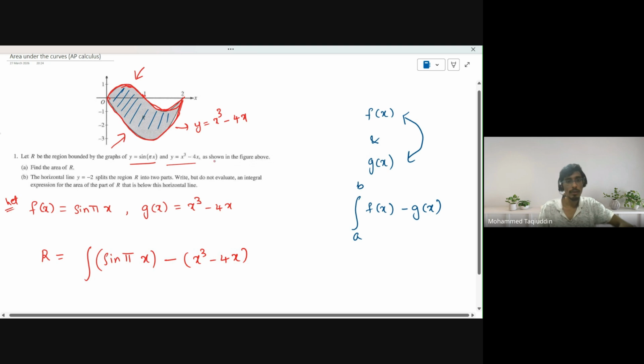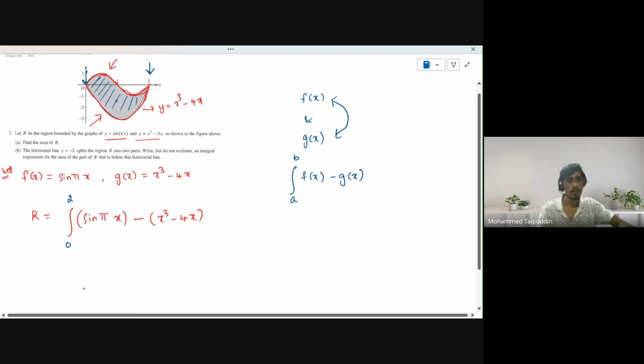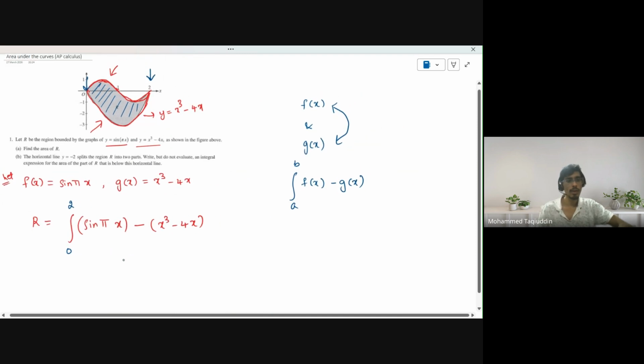And the limit I am going to take is, you can see clearly this region R. If you take it with respect to the x-axis, you can see the domain is from 2 to 0, isn't it? It's not exceeding 2. It's between 0 and 2, so I have to take the limits as 2 to 0. So what should be the next step? Now I have to integrate this.